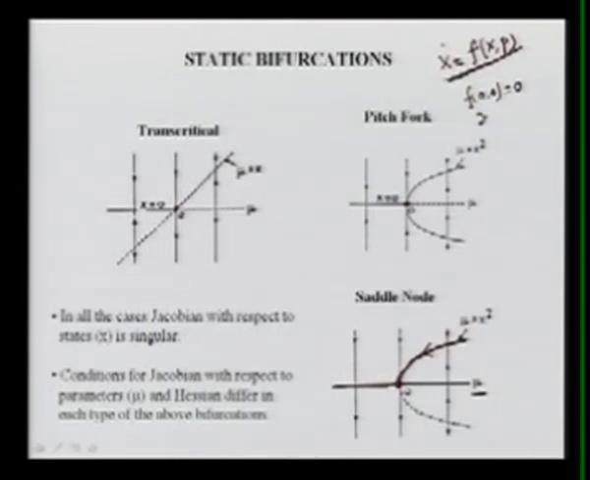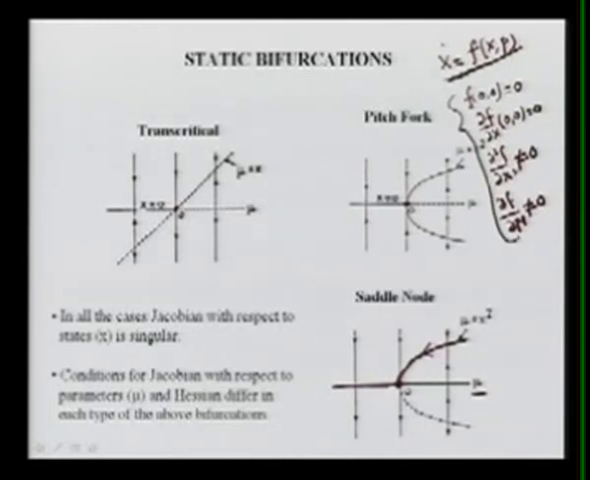Another, here your del f with the change in x, again at 0 0, will be 0. Here your double differentiation with respect to x will be not equal to 0, and also del f over del mu, in this case, should be not 0. These are the conditions for your saddle node bifurcation.